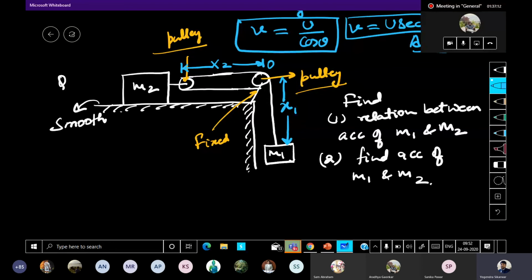So what you can note is x1 plus x2 plus x2, that means x1 plus 2x2 is equal to L. L is the length of rope, the total complete length of rope.